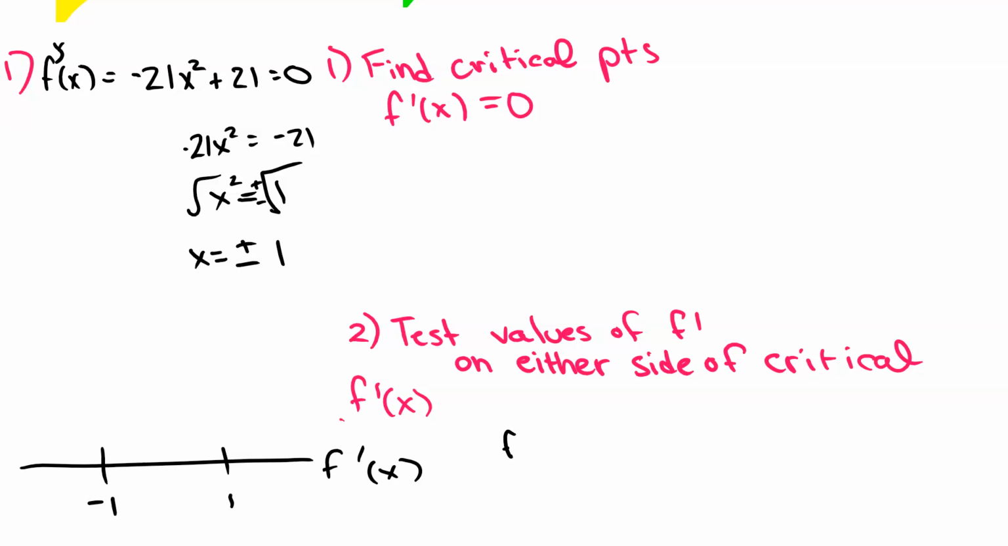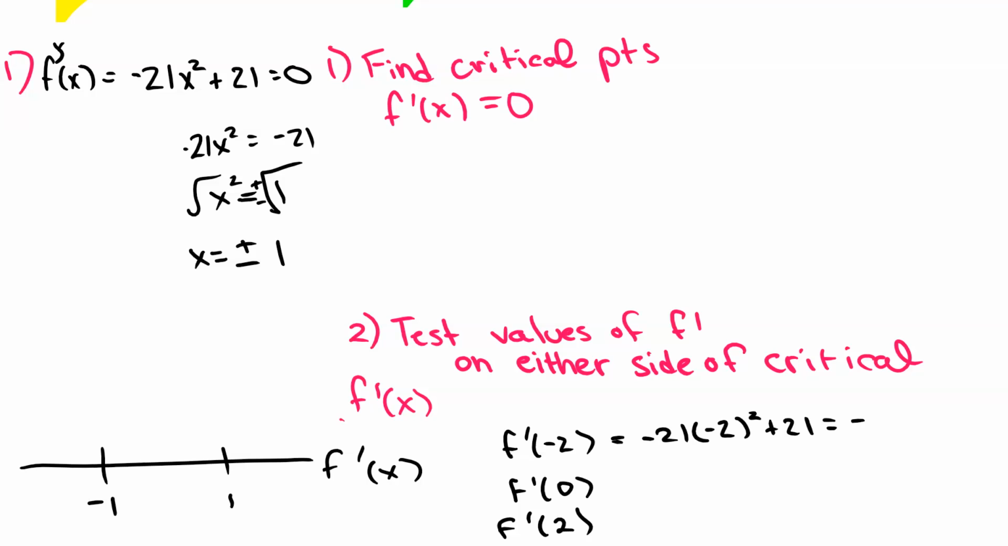So now we've got to test 3 values. So to the left of negative 1, I'll do negative 2. In between negative 1 and 1, I'll do 0. And on the other side, I'll do 2. So for this guy, we're going to get a negative. It's going to be negative 63, I do believe. Yeah. And then for this guy, we're going to get positive. For the last guy, we're going to get a negative.